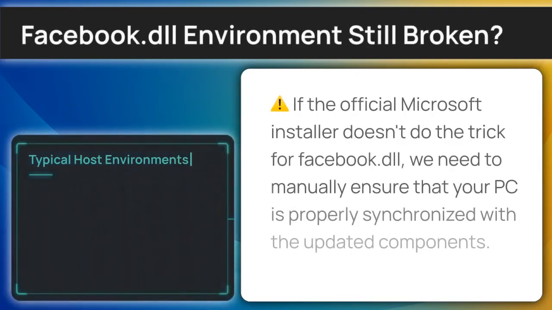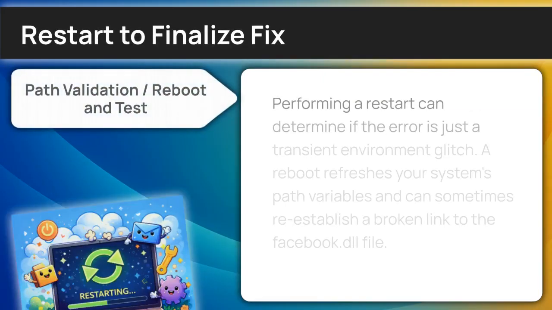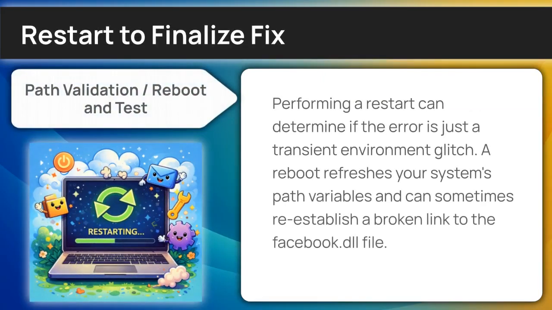If the installer was unable to bridge the gap, we will move to phase 2 of our diagnostic to refresh the system's memory. A quick reboot can determine if the error is transient. While it won't fix a deleted file, it can re-establish the connection between your software and the Facebook library file if the path was temporarily busy.